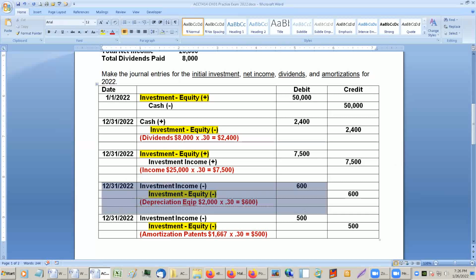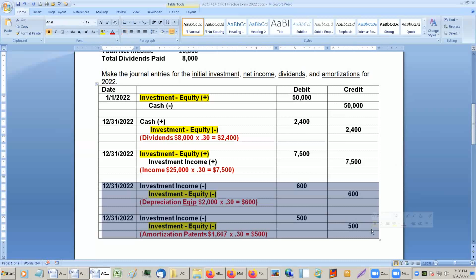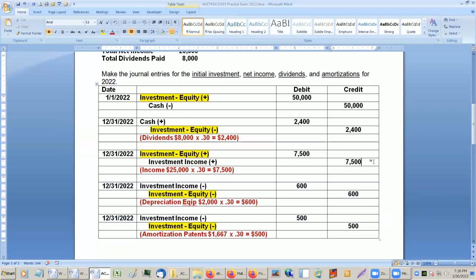By the way, if you were to combine those two, that'd be fine. So if you put both those in together as 1,100, that's fine. I put them in separately just to kind of see them.